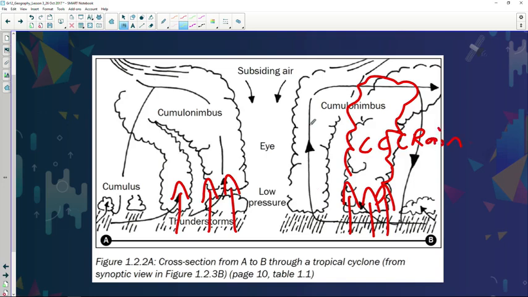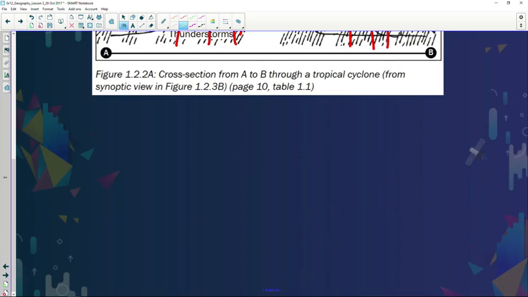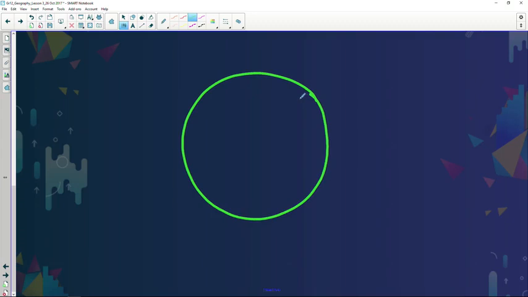And as the air rises, divergence takes place, moving away from each other, and eventually it will lead to the eye of the tropical cyclone, where it's subsiding air. Subsiding means sinking air. Now, very importantly, that is a cross-sectional point of view of a tropical cyclone. It's very easy to identify a tropical cyclone from a synoptic point of view. It's perfectly shaped around isobars.